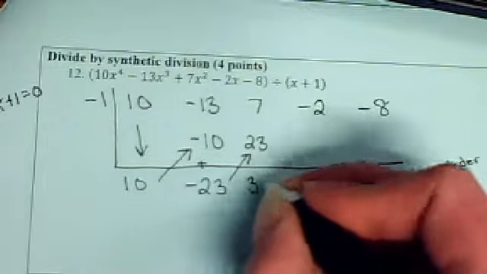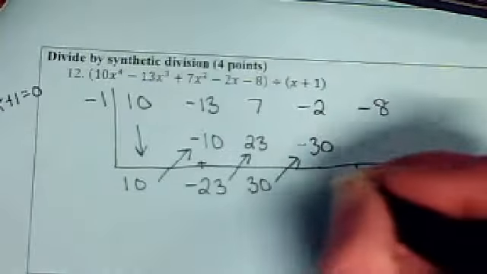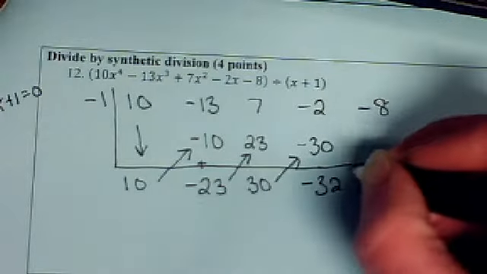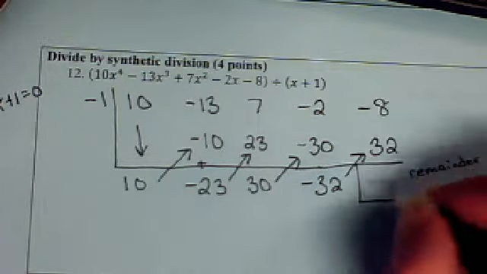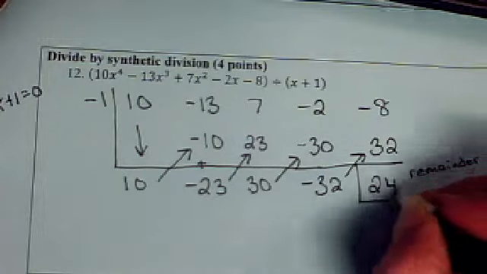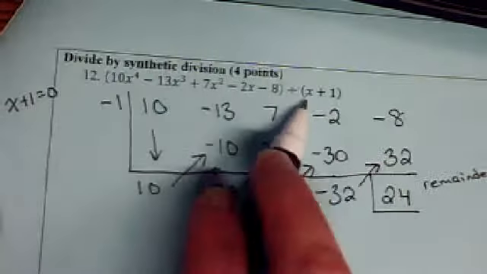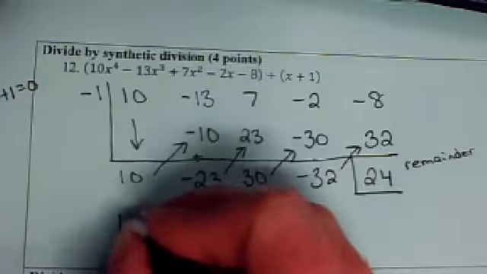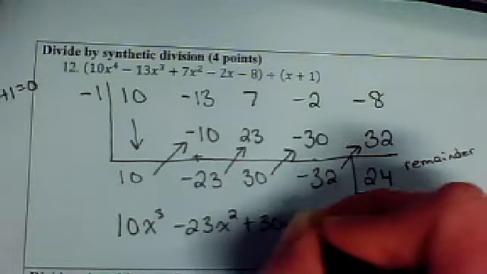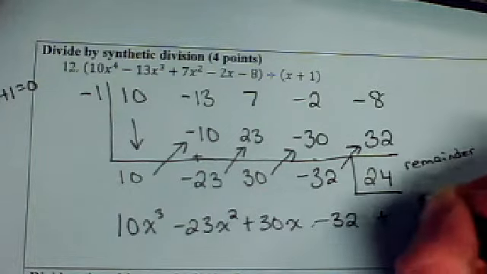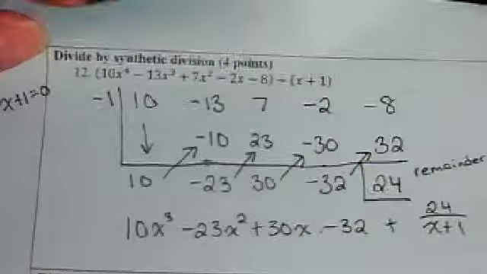Add down. Multiply up. Add down. Multiply up. Add down. That's my remainder. Now, we started off with an x to the fourth. We divided by an x, so I'm going to be starting with an x cubed. And the remainder is always written over what we divided by.